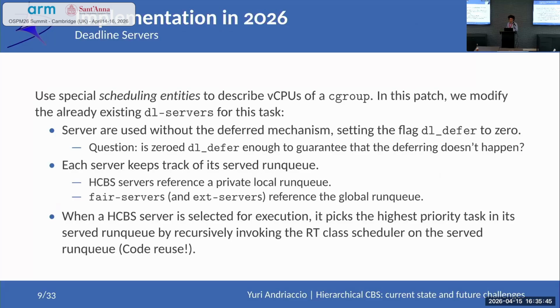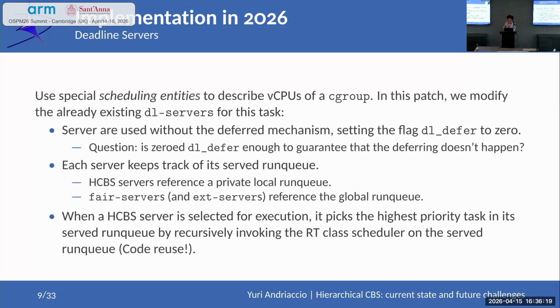Okay, how is it implemented? So, special scheduling entities that describe each virtual CPU of a C group. And as I said, we have deadline servers that are used without the deferred mechanism by setting the DL defer flag to 0. And I hope that, in the documentation, it says that it should do what it says, but I'm asking. It should. Okay. If it doesn't, report it.